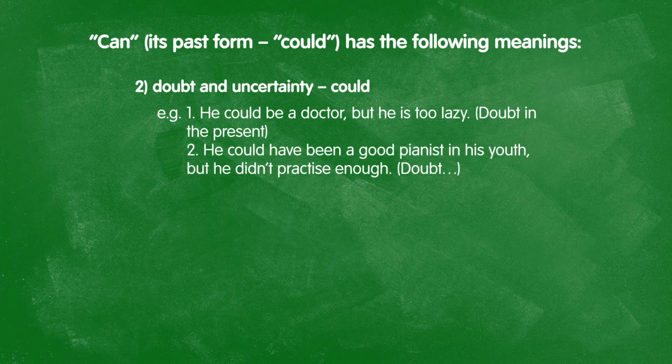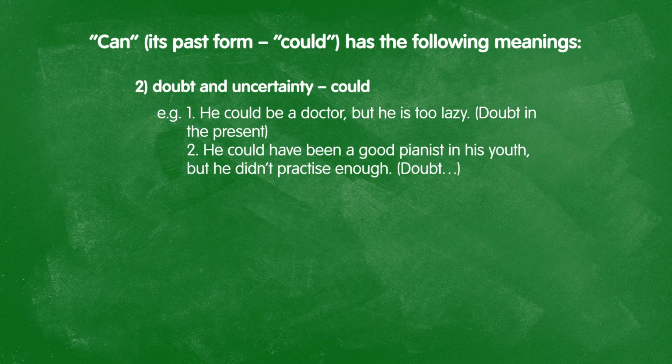Just like in the sentence, he could be a doctor, but he's too lazy. Here, I'm telling you that yes, it's possible, but I don't think he'll really do it because he's too lazy. Or, in another example, I could say that he could have been a good pianist in his youth, but he didn't practice enough. Here, I'm expressing doubt about something that happened in the past. And this is okay. We can use could to express doubt in the present or in the past.